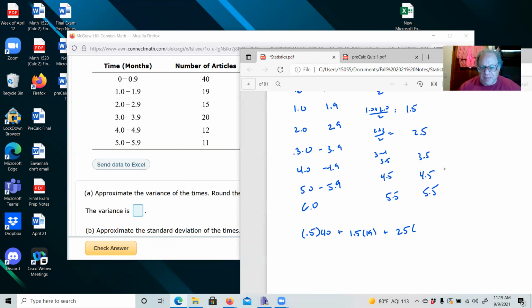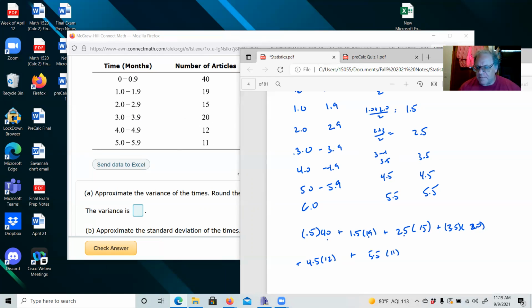All I'm doing is multiplying by the number of times it happened. In this case, it happened 15 times. That took 2.5 months to read. Here we're going to have 3.5. How many times did this happen? This will be 20. Okay, so 3.5 with 20. Then 4.5, 12. Plus 5.5 at 11.